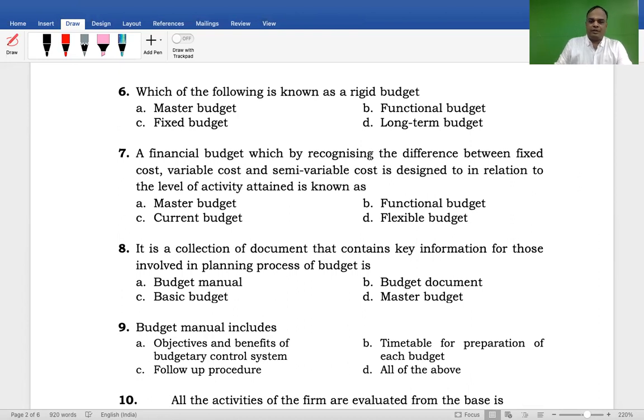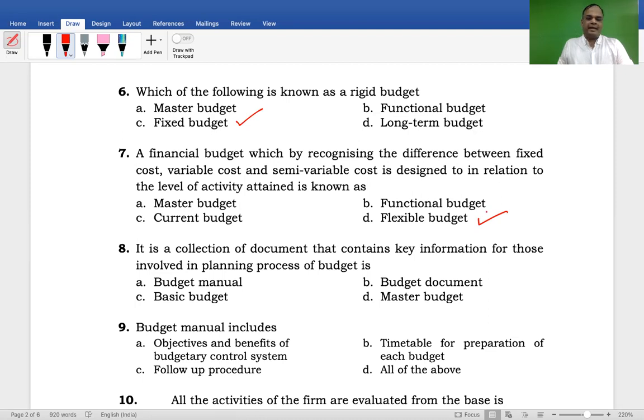Which of the following is known as rigid budget? Master budget, functional budget, fixed budget, long-term budget. Fixed budget is known as rigid budget. A financial budget which is designed to recognize the difference between fixed cost and variable cost, in relation to the level of activity attained, is known as master budget, functional budget, current budget, flexible budget. In flexible budget only, we are going to classify fixed cost and variable cost.